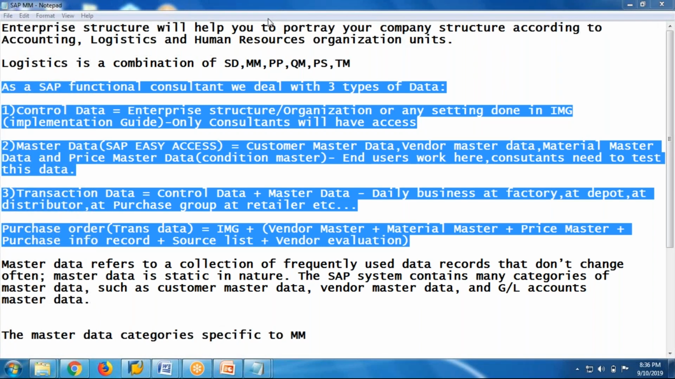If you don't understand this, you'll not understand the next level, that is the enterprise structure, which I'll be explaining.